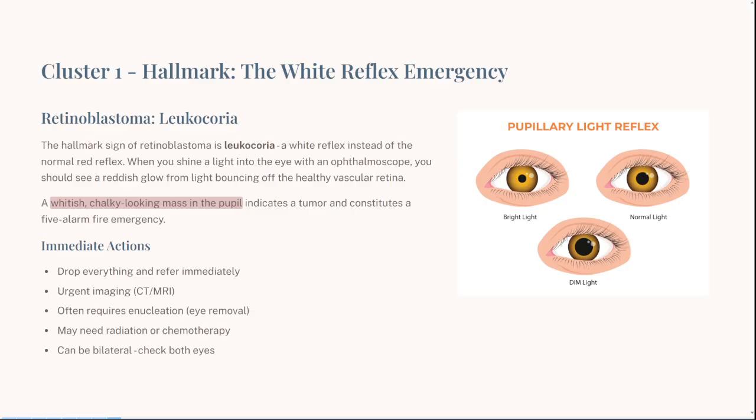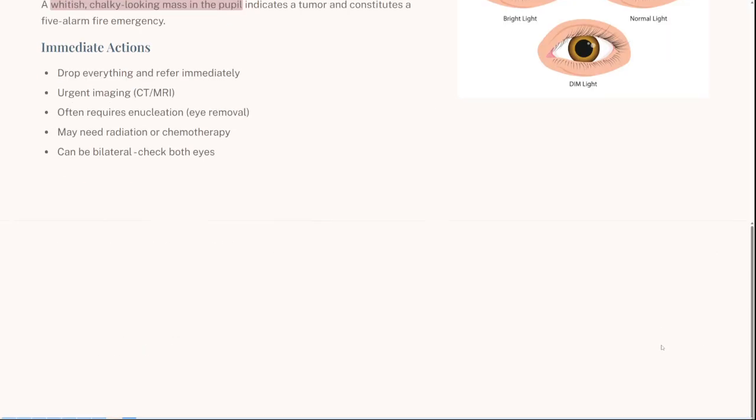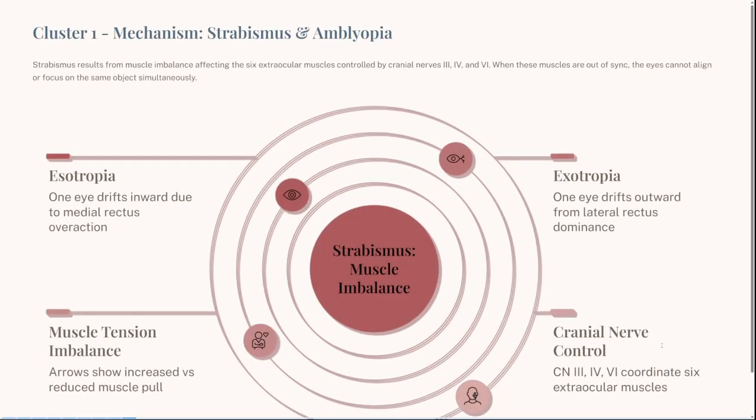Got it. Okay, let's shift gears to something that isn't cancer, but is just as time-sensitive in its own way. Strabismus. Right, what people often call a lazy eye. The actual term for the vision loss is amblyopia. So what's the mechanism there? Why does one eye drift? It's all about muscle imbalance. You have 6 extraocular muscles controlling each eye, innervated by cranial nerves 3, 4, and 6. In strabismus, those muscles are out of sync, so the eyes can't align. They can't focus on the same object at the same time.